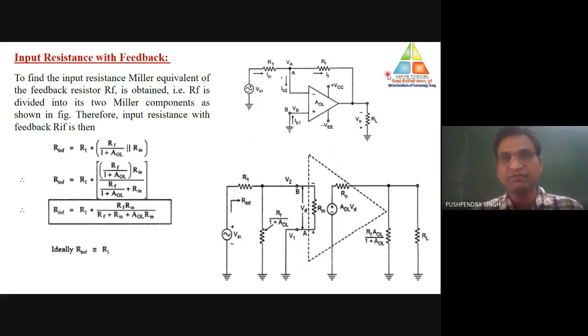Why Miller's theorem? Because here a feedback element is connected. As per Miller's theorem, this feedback element will be divided into an input resistance and an output resistance. And what would be the form whenever we use Miller's theorem? R divided by 1 plus gain when it is connected at the input terminal.